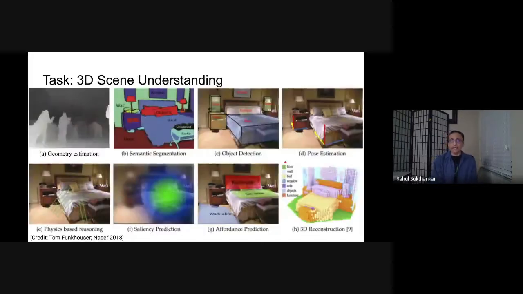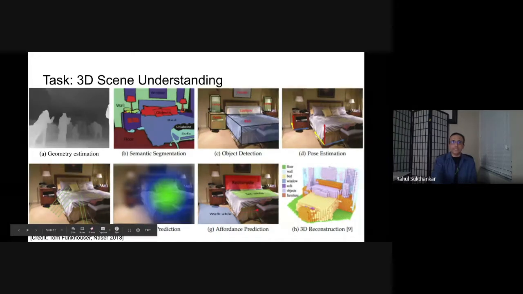Taking it to a deeper level, you can imagine doing 3D scene understanding. So that could be a variety of different tasks. You could do object detection in 3D, you could do semantic segmentation, you could do affordance prediction. So for example, given this 3D scene, where are the areas where someone can walk, someone can sit, and so on. You could try to do a 3D reconstruction of the scene in terms of voxels, or you could predict things like surface normals, geometry, and so on.